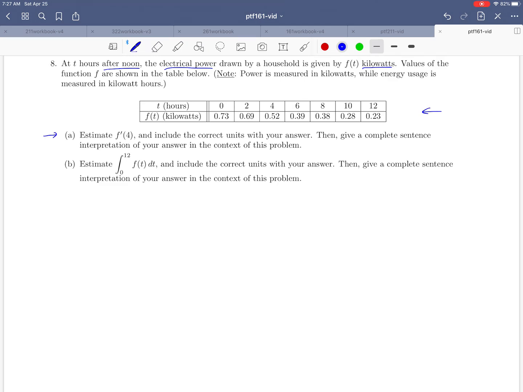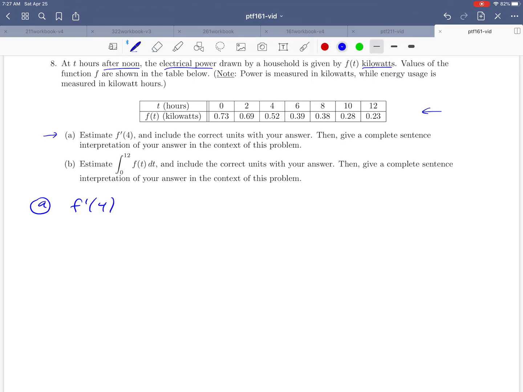So they'd like us to estimate f prime of 4. If you think back to the graphical meaning of the derivative, it's just the slope of the tangent line to a function. But we don't have a formula for our function, so there's no way to really find this slope exactly at this point. We really have to approximate it.